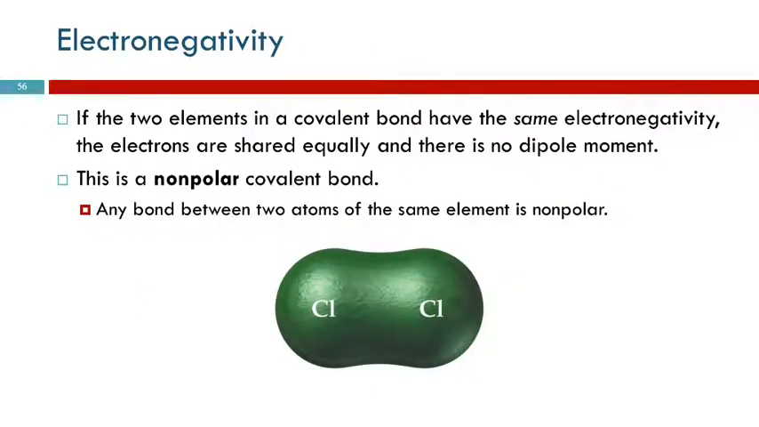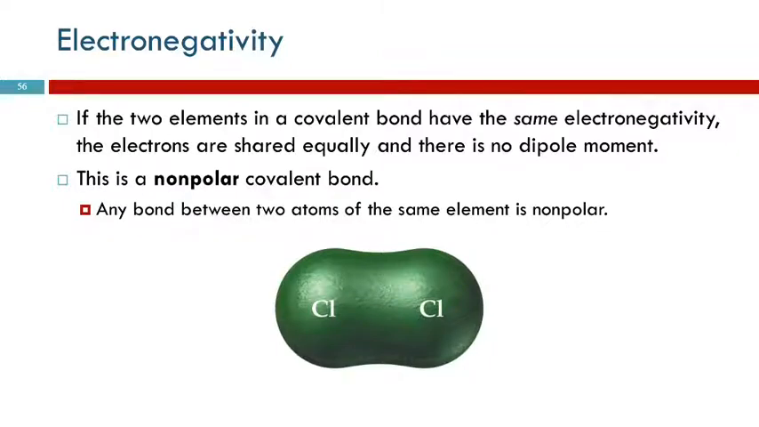So if we have two elements in a covalent bond with the same electronegativity, say 2 chlorine atoms, well, those electrons are going to be shared completely equally. This house and that house, they have exactly the same stuff. I mean, they're just like identical houses. So why would the kids spend more time at one or the other? There's no reason. They're the same. So this is going to be a nonpolar covalent bond. There's no difference in one end or the other. So what I want you to know is that any bond between two atoms of the same element is nonpolar.